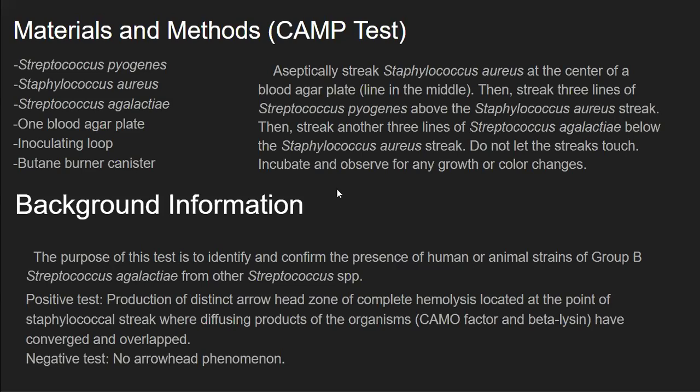The background information. The purpose of this test is to identify and confirm the presence of human or animal strains of group B Streptococcus agalactiae from other Streptococcus species. A positive test will have a production of a distinct arrowhead zone of complete hemolysis located at the point of the staphylococcal streak where diffusing products of the organism, CAMP factor and beta lysin, have converged and overlapped. A negative test will not have an arrowhead.